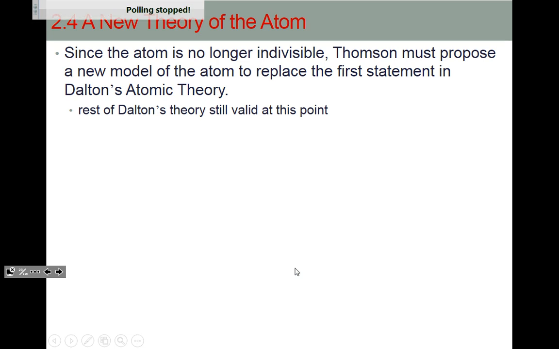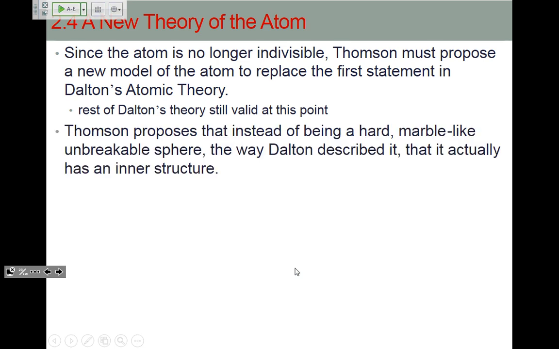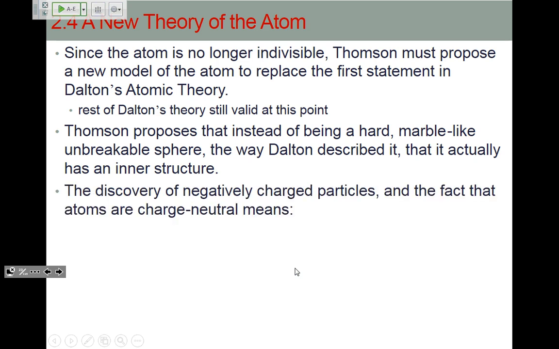So let's look at the theory of the atom as we know it today. Now they know the atom is not indivisible. There are electrons, so Thomson must propose a new model of the atom. At this point, remember, the rest of Dalton's theory is still valid. He proposed that instead of being a hard, marble-like, unbreakable sphere, the way Dalton was describing it based on what he knew at the time, there's an inner structure, with negatively charged particles, and atoms are charge neutral. That was something they had already found.